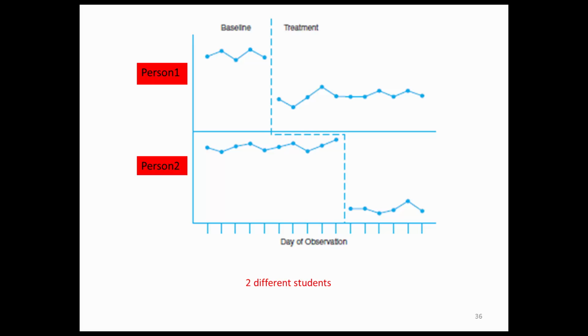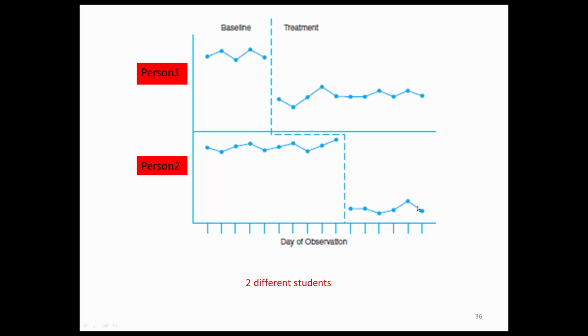Here we are using two participants, person 1 and person 2. In order to make sure that your treatment is working, you start with your baseline. So for a few days you observe student 1, and then on say day 5 or 6 you start your treatment, and you see the behavior goes down. And then for the second student you observe the student for more than 5-6 days, maybe for 10 days or 2 weeks, and then you start your treatment after 2 weeks.